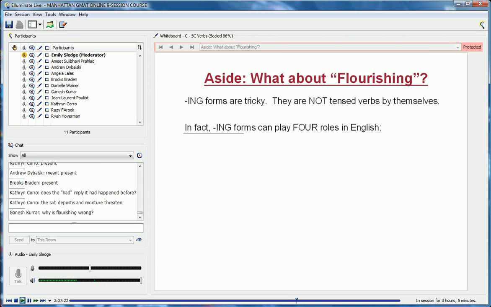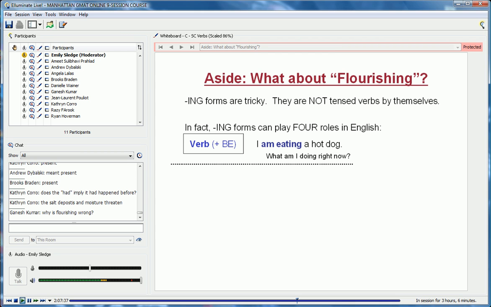Now, flourishing is kind of tricky because ing words don't always behave as verbs. A lot of people see ing and think, oh, it's a verb. Not necessarily. They actually can be 4 different types of things. They're a verb if they've got a helping verb of being along with them. Something like are or am. I am eating. I'm doing it right now. This is called the progressive tense, where it's ongoing. And the helping verb determines when the action is ongoing. Since am is present tense, this is an ongoing thing presently. If I was eating a hot dog, it was ongoing in the past.